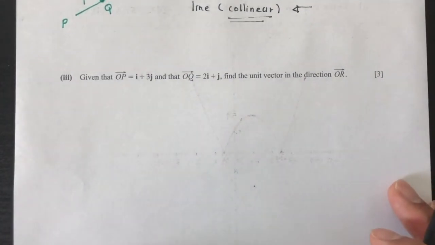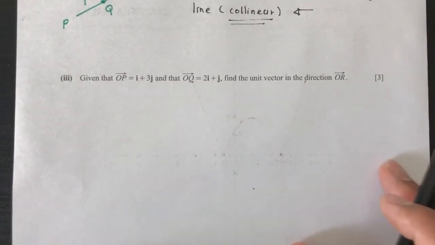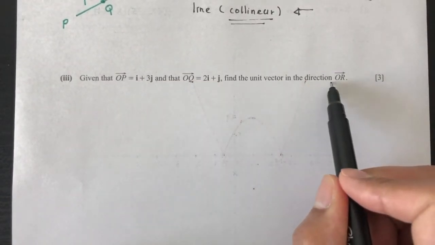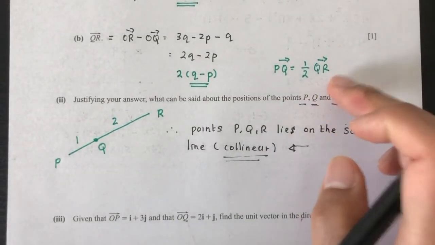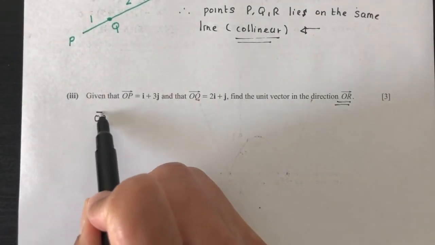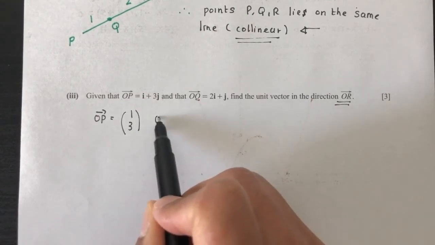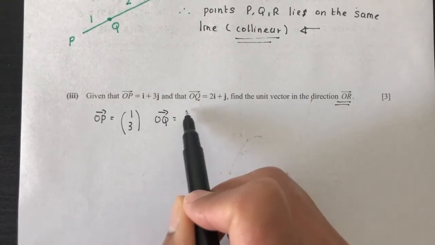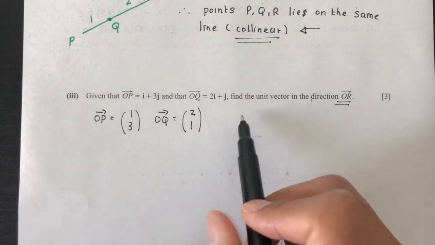Now for part 3, given that OP is equal to this and OQ equal to this, find the unit vector in the direction of OR. Okay, so pretty easy. We just have to use this information we just found to find this. Okay, so OP is equal to 1, 3. OQ is equal to 2, 1. So what is PQ?